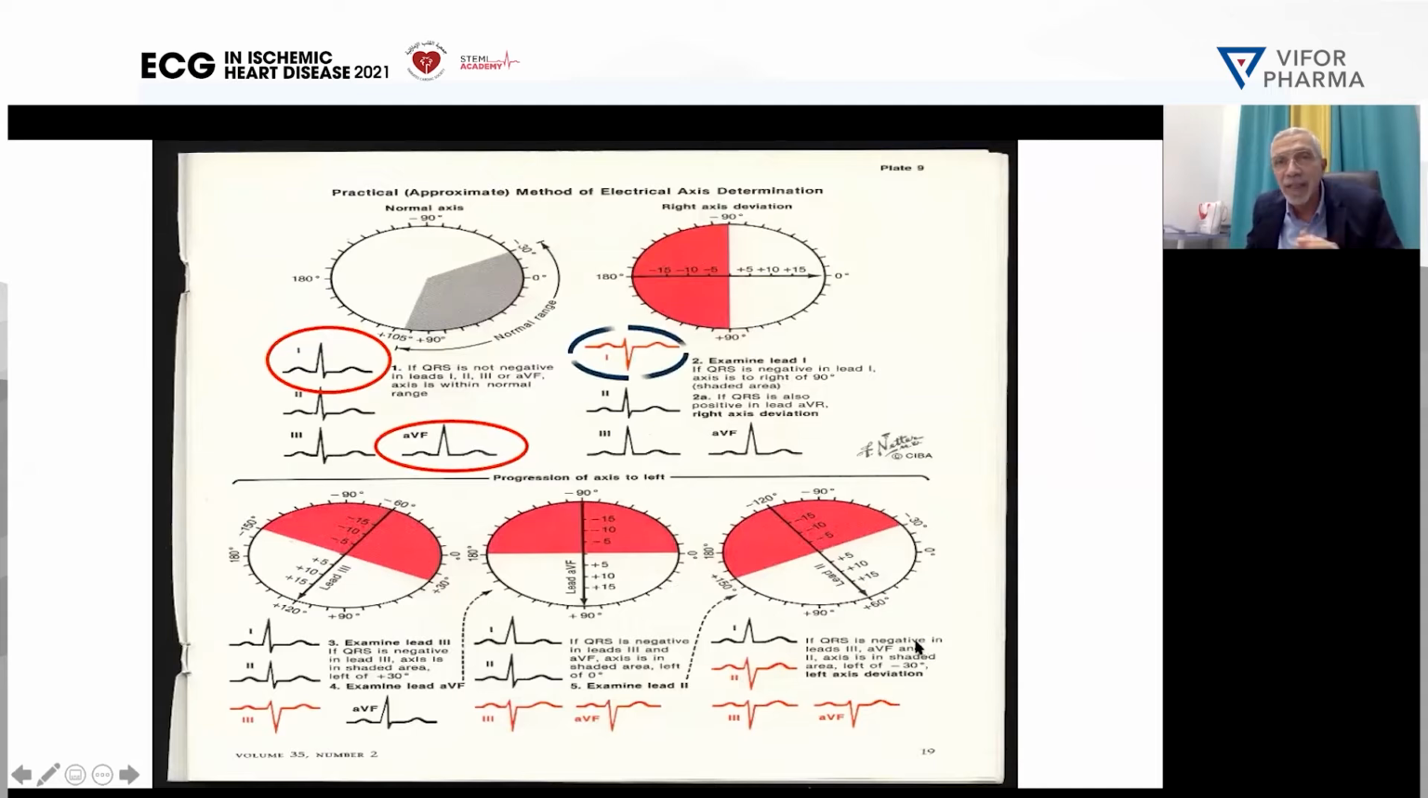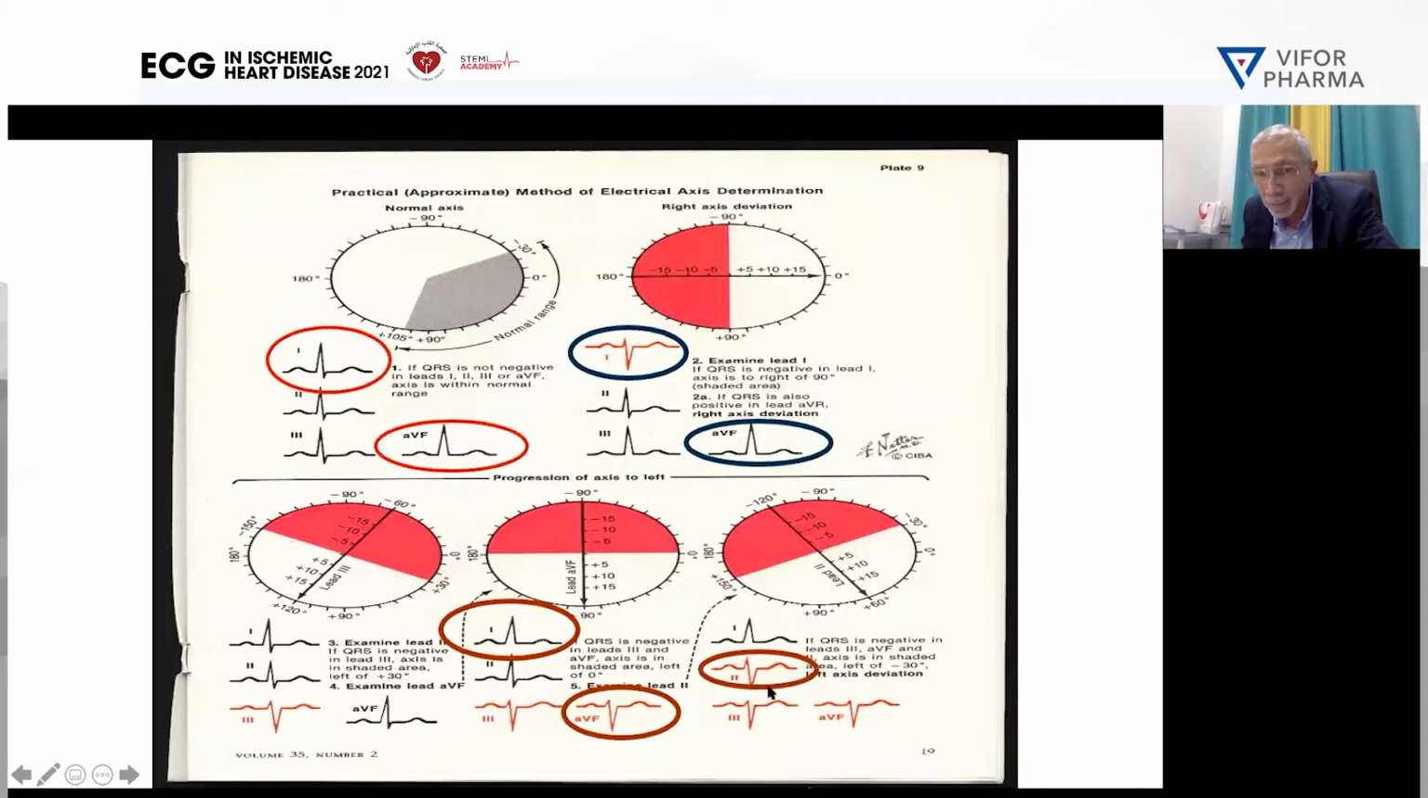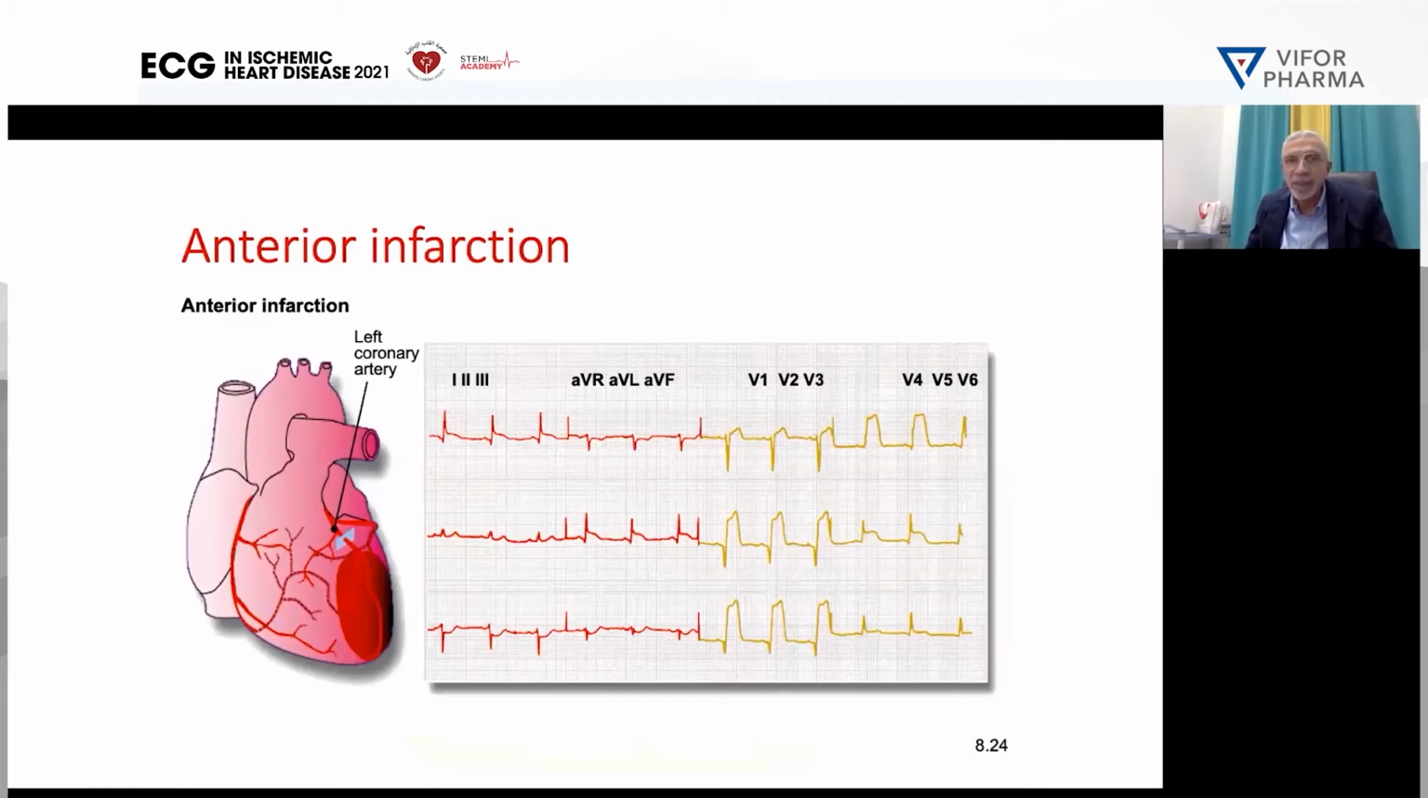If you find that lead 1 is positive and the aVF is negative, the S is deeper than the R wave, which means they are pointing away from each other. This is called the right axis. And if you look at the left axis, usually it will be away from each other, lead 1 and aVF, but you have to look at lead 2. If you find lead 2 is negative, this means pathological left axis. And the infarction, as you see, will be discussed during the location of the infarction.